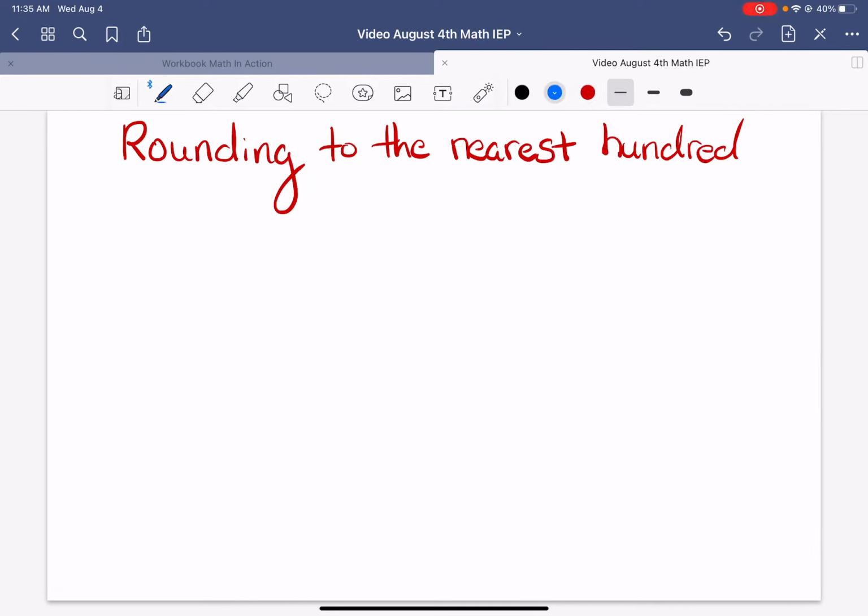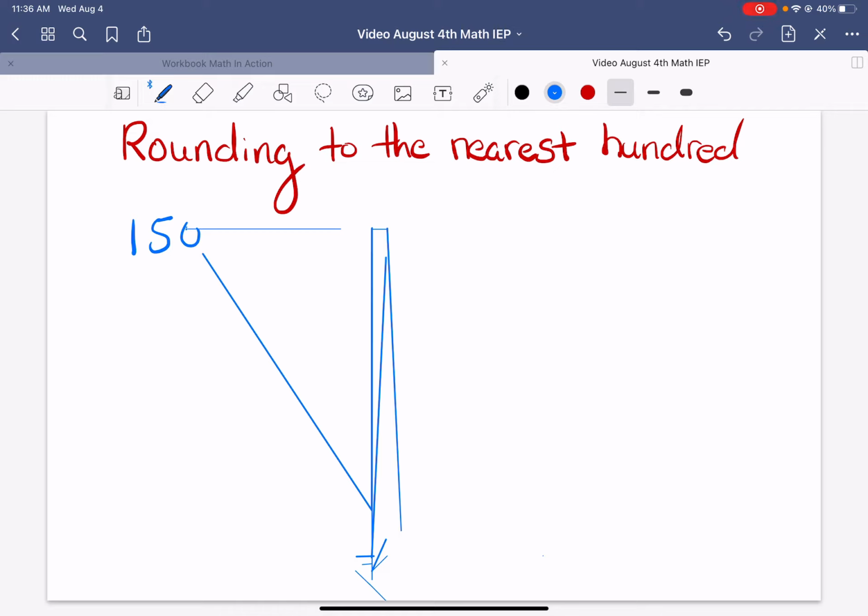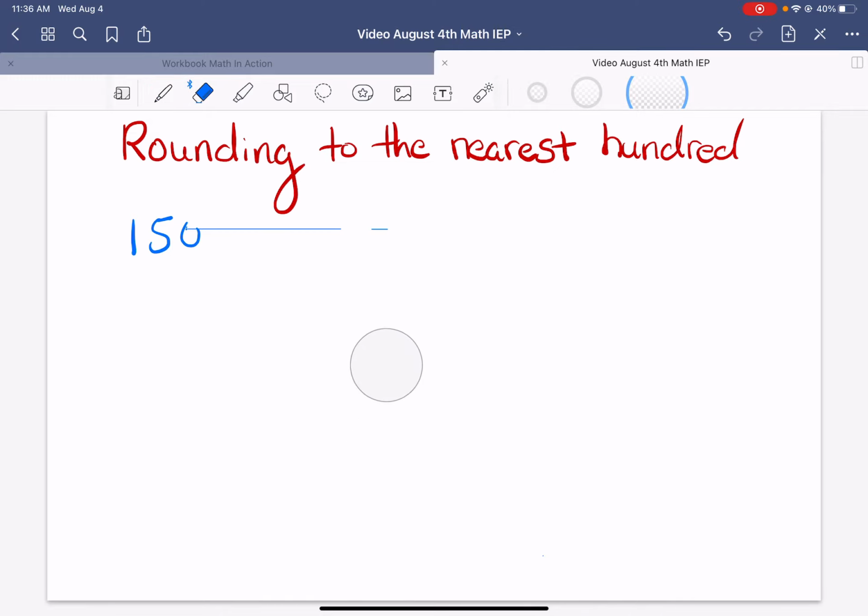If I have this number, 150. So if I round that to the nearest 100, we would get 200. Why? We're going to look at this 5, right? What does 5 mean? 5 means we're going up. So we have to bump this to 200 because we're looking at the hundreds now. We're going to pay attention to these two numbers, the 1 and the 5. These are the most important, rounding to the nearest 100.